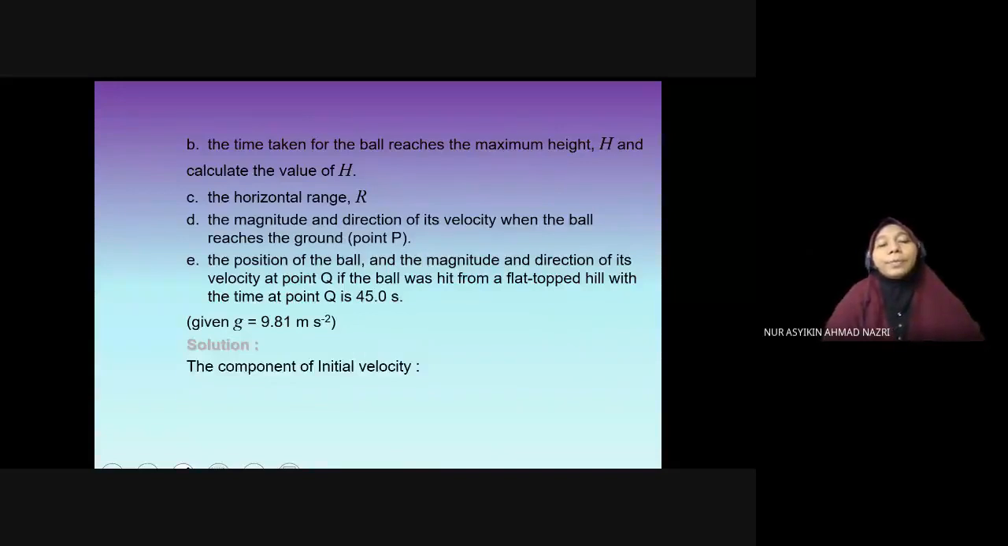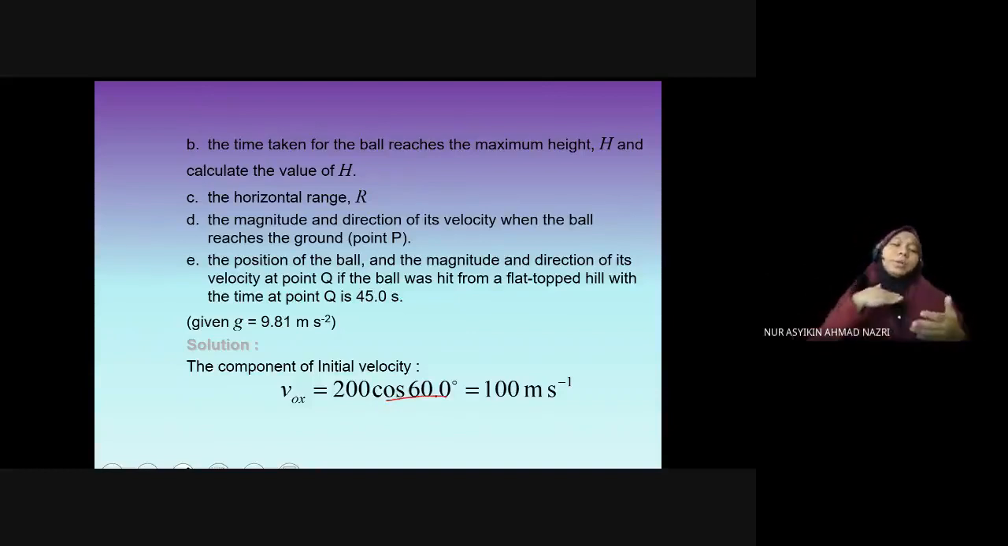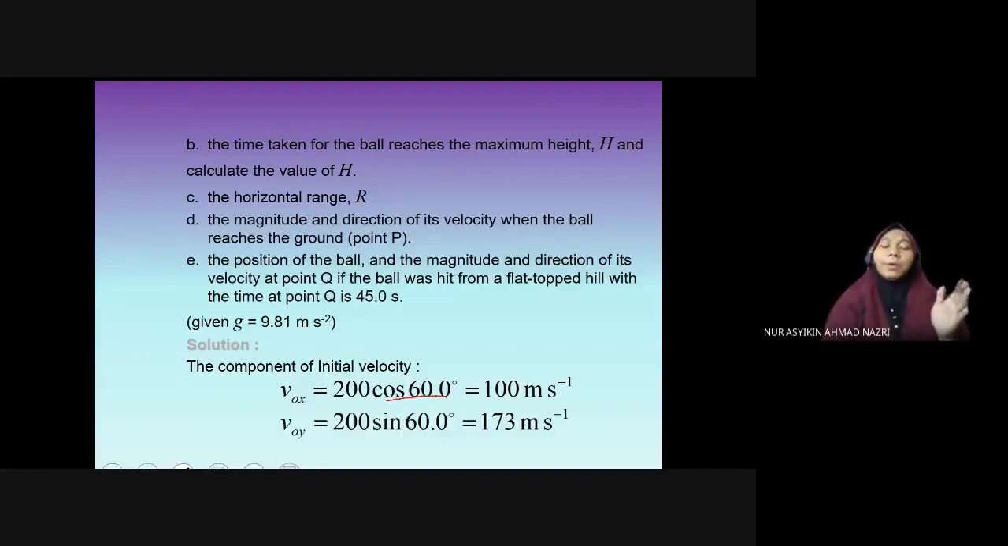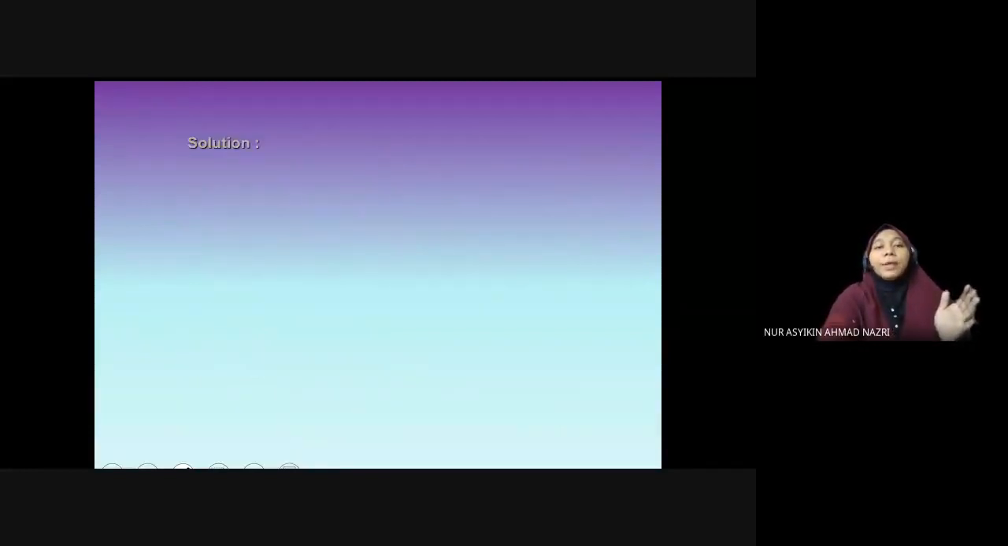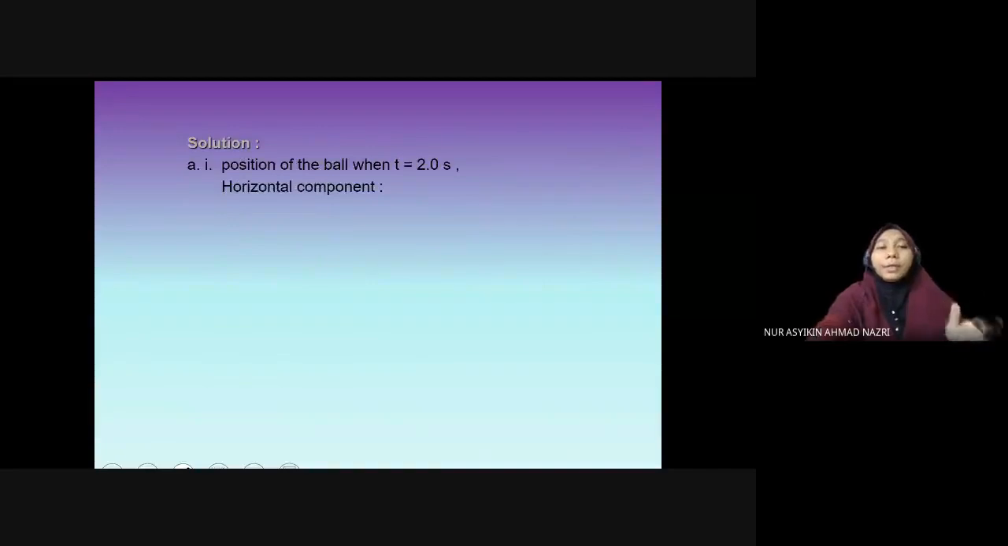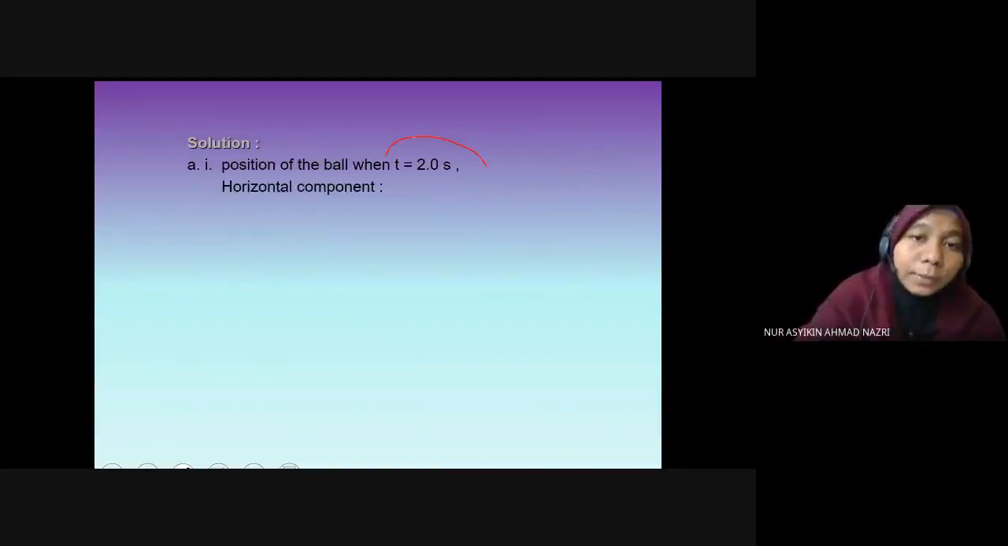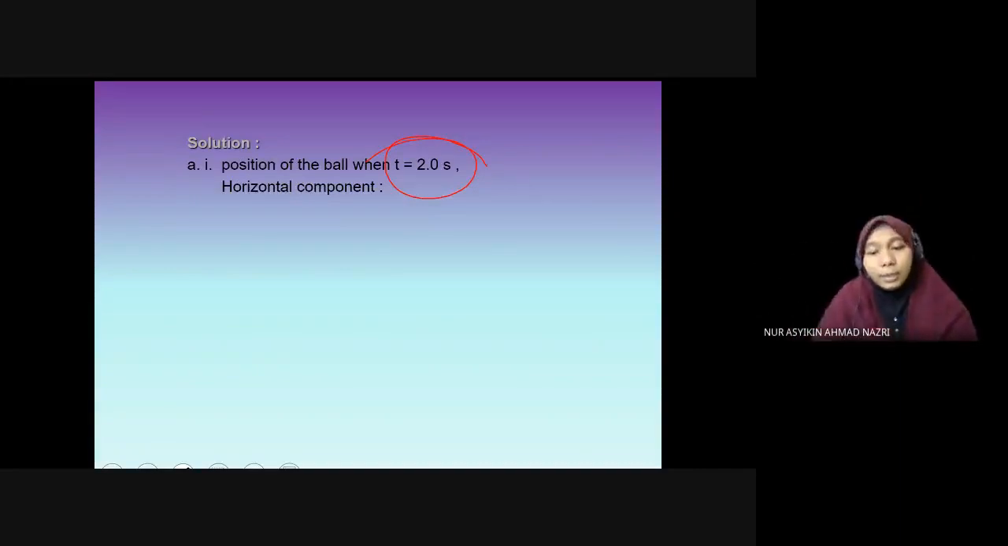Okay, so at first we have the component of initial velocity. Since the initial velocity provided berapa kelas? 200 meter per second. Okay. So when we use cos 60, sebab the angle tadi make 60 degree, so kita resolve dia kepada for each component x and y. Alright, so for y component we get 173 meter per second. Alright, by using this, we're going to find the position. Okay, again, position kat mana? Position apabila dia dah membuat penerbangan selama 2 second.